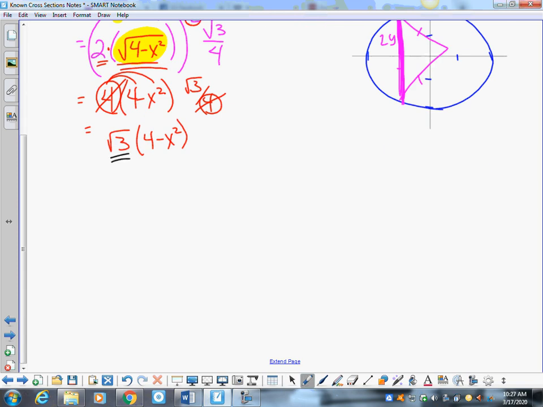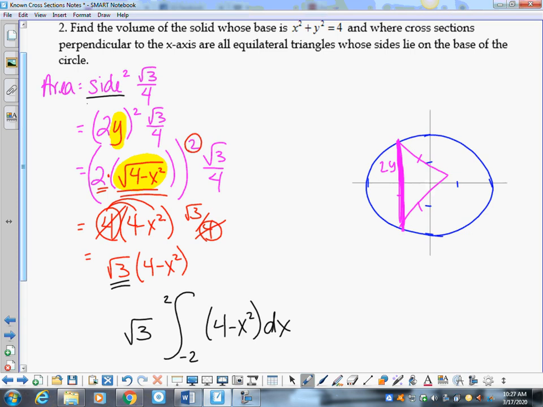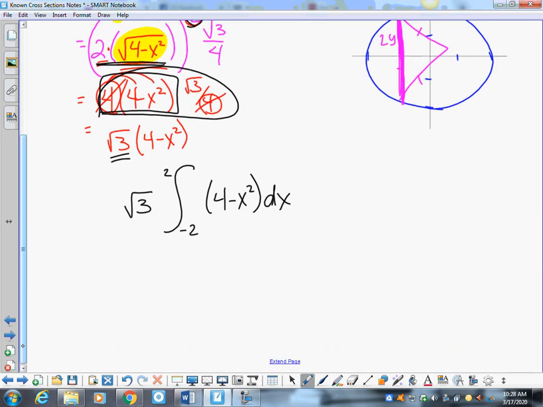So when I do my area, I'm going to pull my root 3 out. Negative 2 to 2, again, it's the same semicircle from number 1, of 4 minus x squared dx. So again, my area was side squared. There's my side squared, there's my side in terms of x squared. I went ahead and squared it. Then I'm cleaning all this up before I go into my integral. Okay.